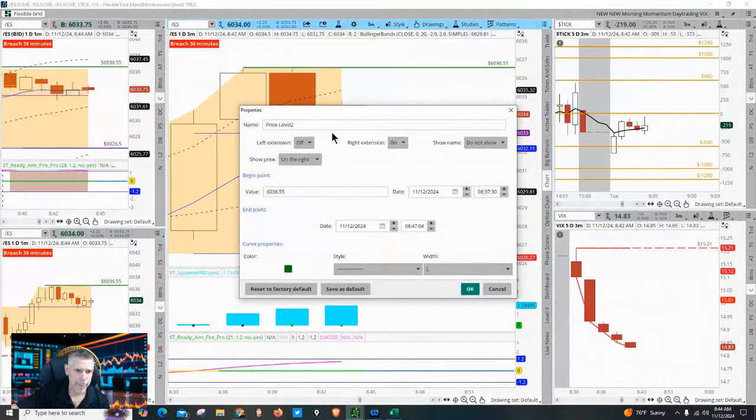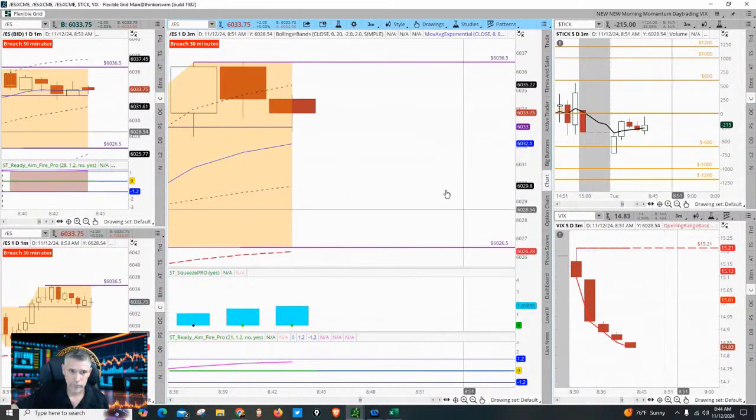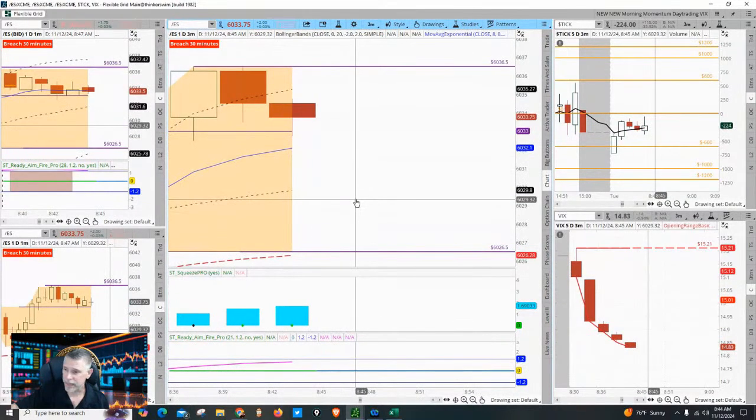All right, let's mark it. 36.50. Purple. Give it a width of 2. There you go. Things are going to happen. Again, patience.